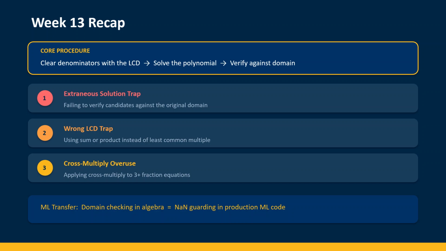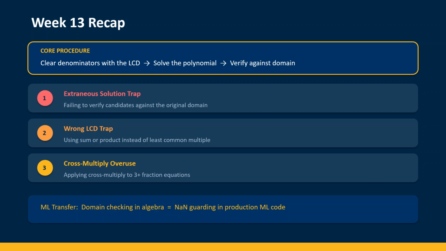This slide recapitulates the central content of Week 13, Solving Rational Equations. The core procedure consists of two stages. Clear all denominators by multiplying both sides by the least common denominator. Then, verify each candidate solution against the domain of the original equation. The verification step is not optional. It is a structural necessity arising from the fact that multiplication by a variable expression can enlarge the solution set.